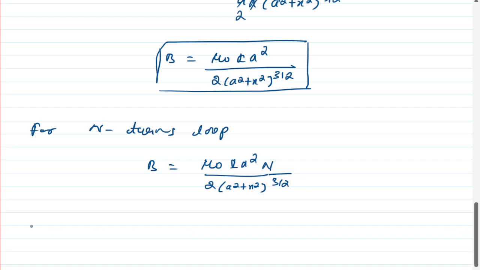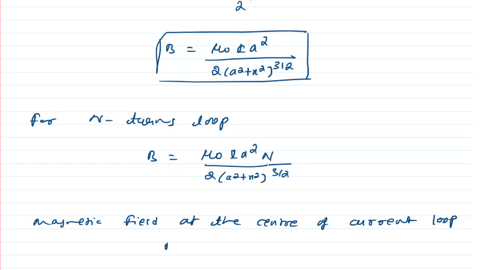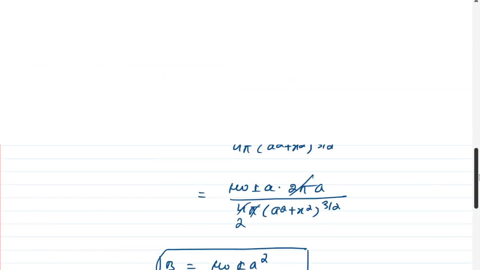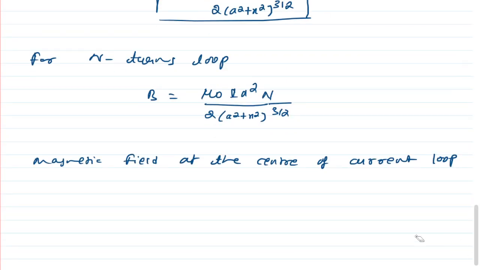And the magnetic field at the center of the current loop is given by, in this case, this x value will become 0. You can see from the figure, if we are writing at the center, the point P will be shifted to O. So the x value will become 0.